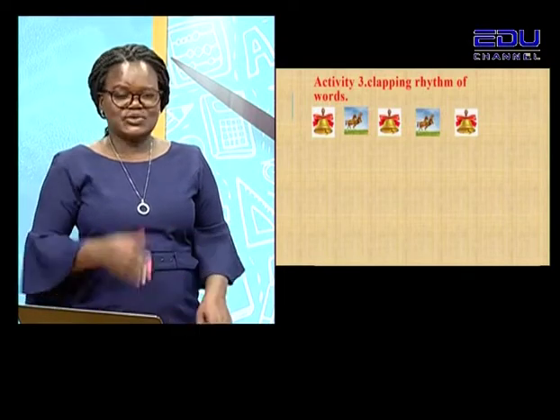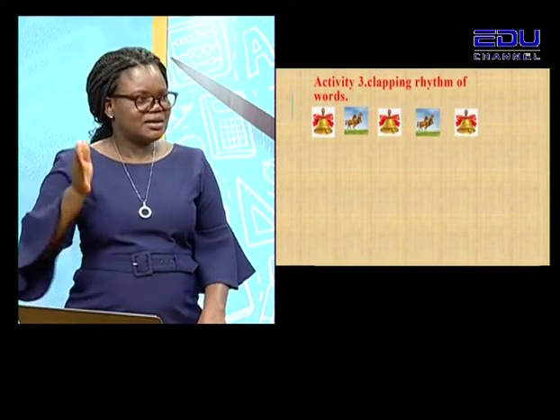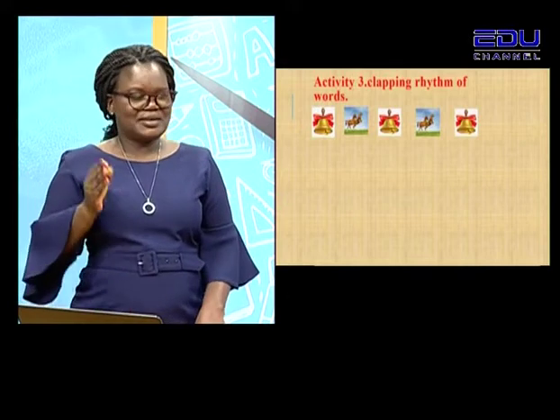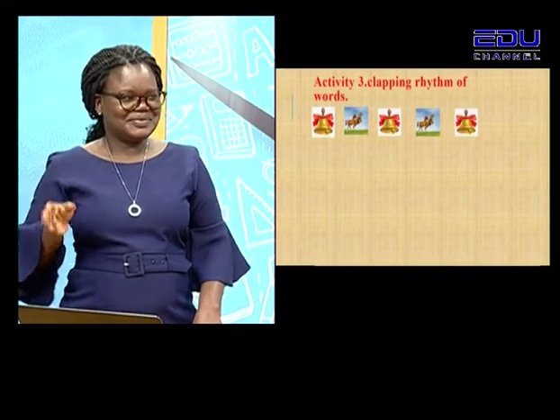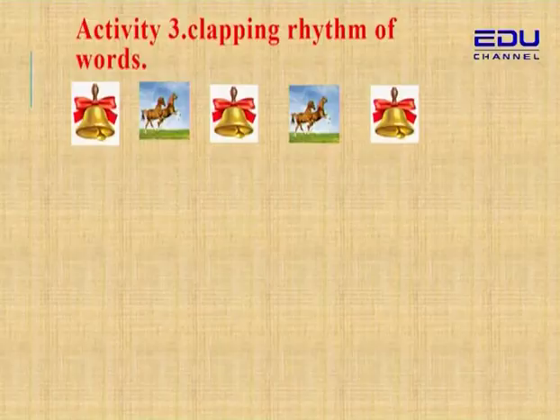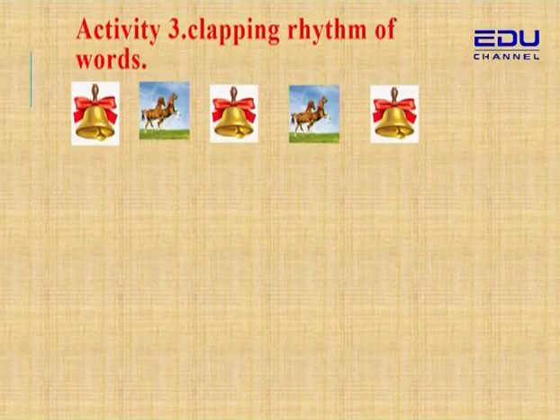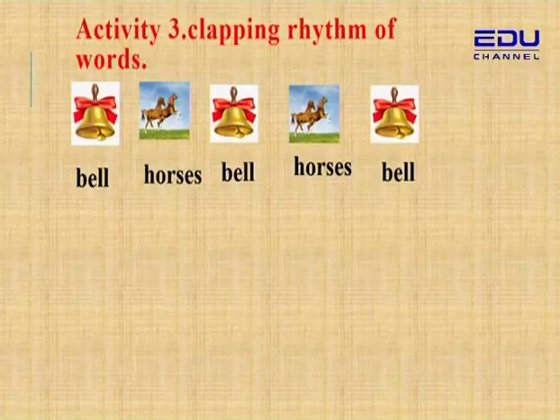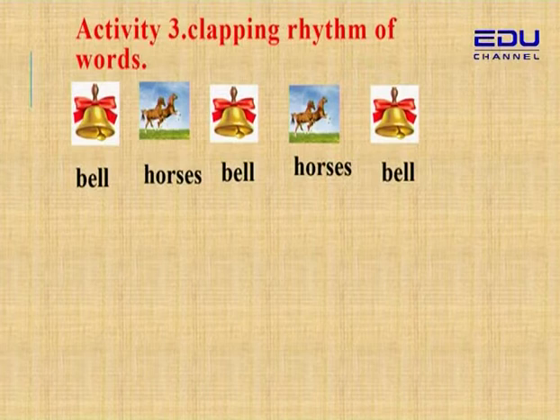So if somebody tells you to talk about them in a rhythmic way, tell me. Bell, horses, bell, horses, bell, horses. Yes, exactly. Does it make sense? So we have bell, horses, bell, horses. You can as well go ahead and write the names of the pictures. Is it easy? Yes, it is easy.